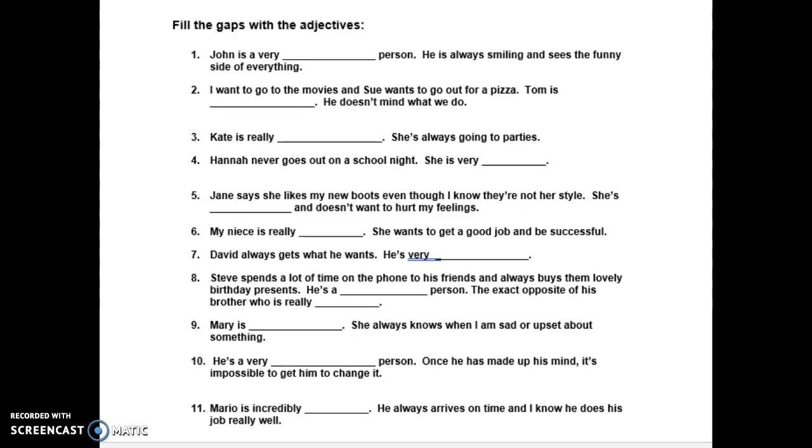Number 1, John is a very blank person. He's always smiling and sees the funny side of everything. What do you think the answer is? Which adjective goes in this gap? I'm going to give you 1 minute to write down the answer. They can either do this in the chat box or with a pen and paper. Step back, wait.